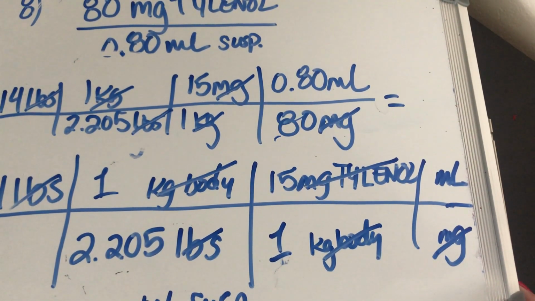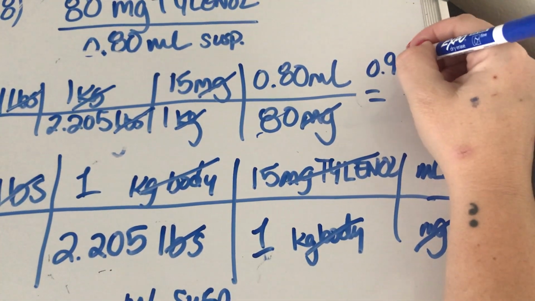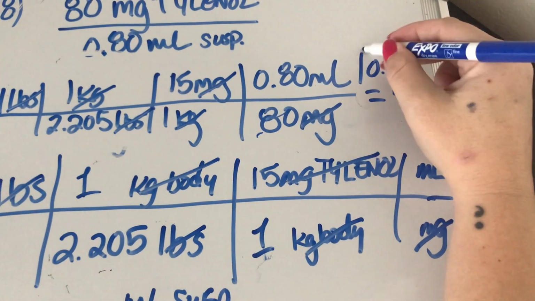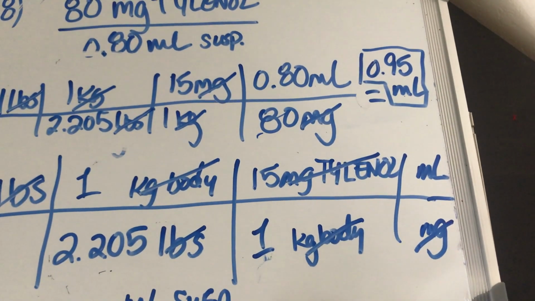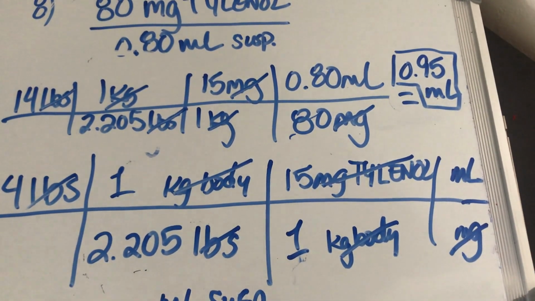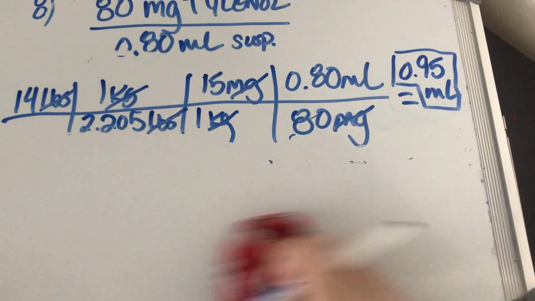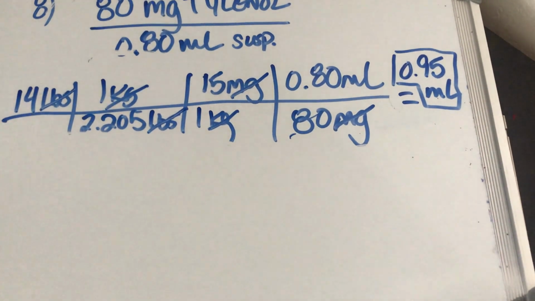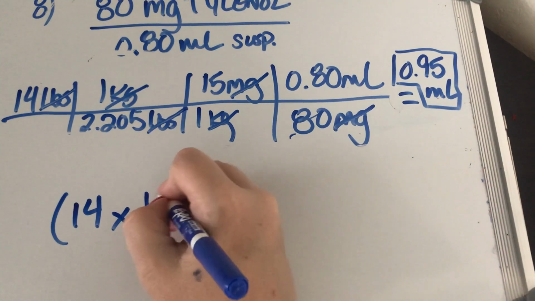I'm getting 0.95 milliliters. Mm-hmm. I just want to make sure I'd be putting it in the correct order. Would it be 14 divided by 2.205 times 15 and 0.8 divided by 80? Yes. For those of you who have to take off, this is going to be recorded and on Canvas, so don't stress out. So I would literally put this in my calculator as 14 times 15.